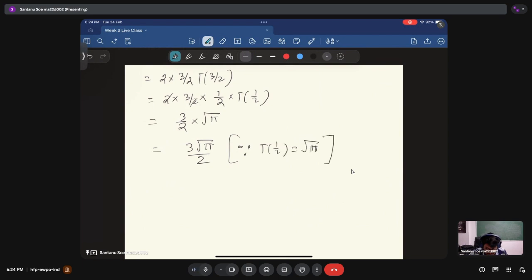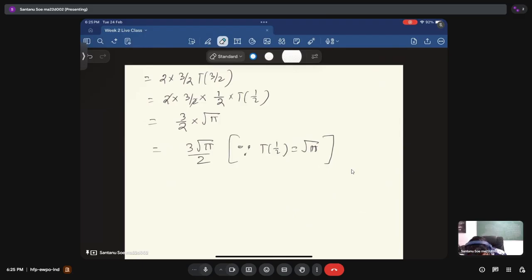And this has all been derived in due course in this respective week's classes. So we can go and see the lectures. There are all the values like gamma of 3 by 2, gamma of 5 by 2, gamma of half, gamma of 1, and all have been reduced. So you can check, and you can come back to this video again.